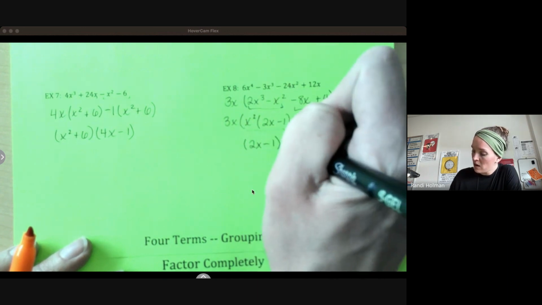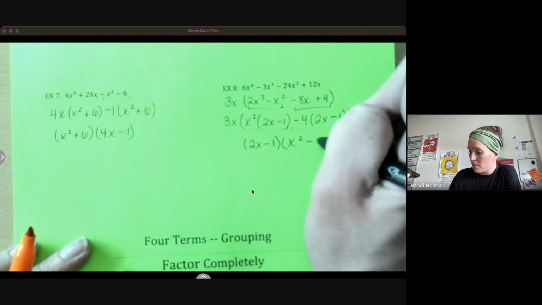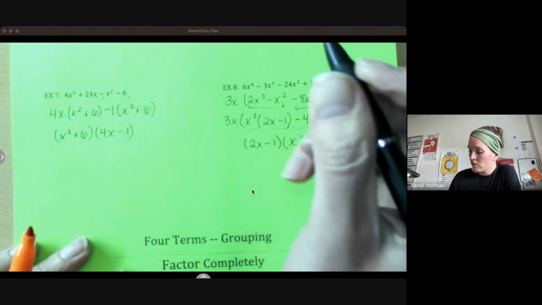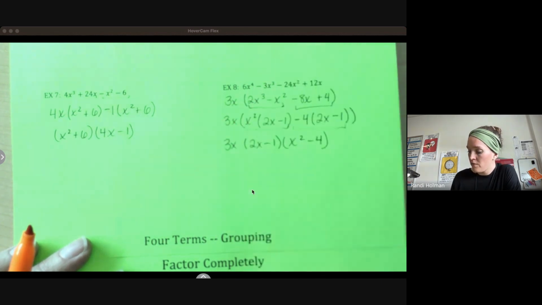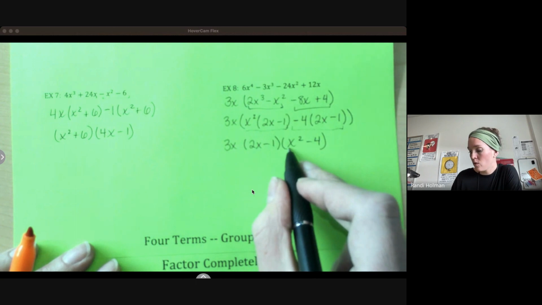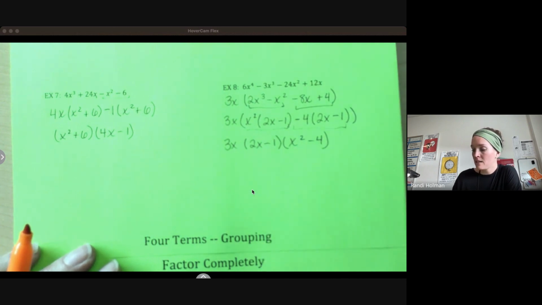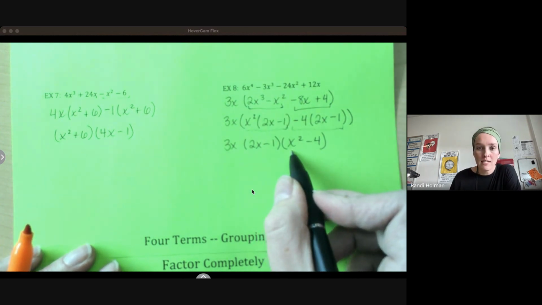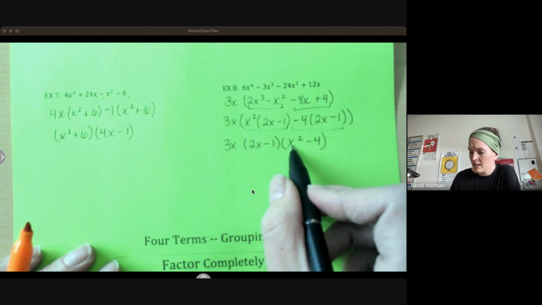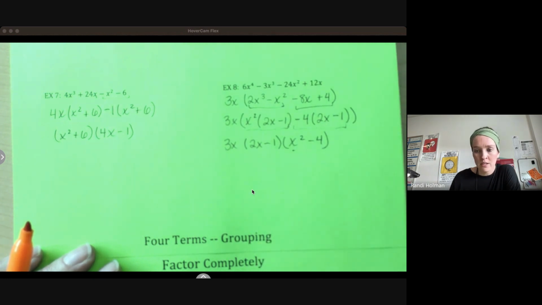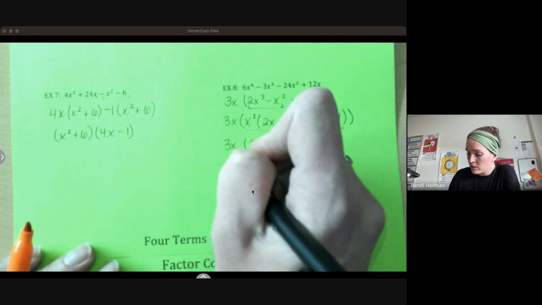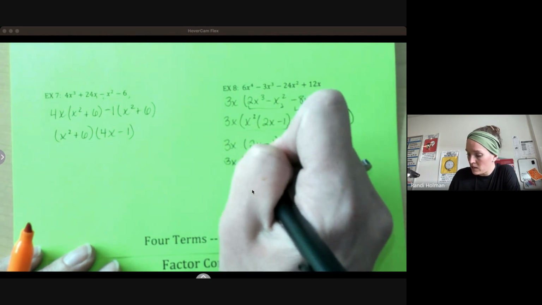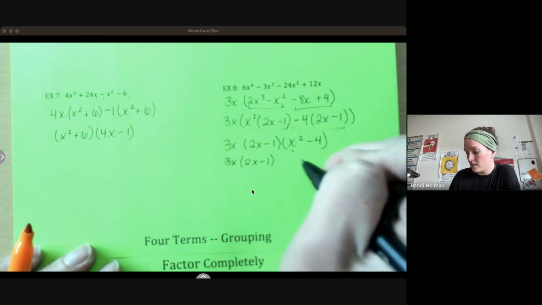So I can factor that out, and I'm left with x squared minus 4. Ooh, this is a first. Hopefully we notice something about this x squared minus 4. We haven't had this yet, that binomial is factorable. Right? This is a difference of squares. So we can factor that part further. So my 3x is going to stay there. My 2x minus 1 is going to stay there.